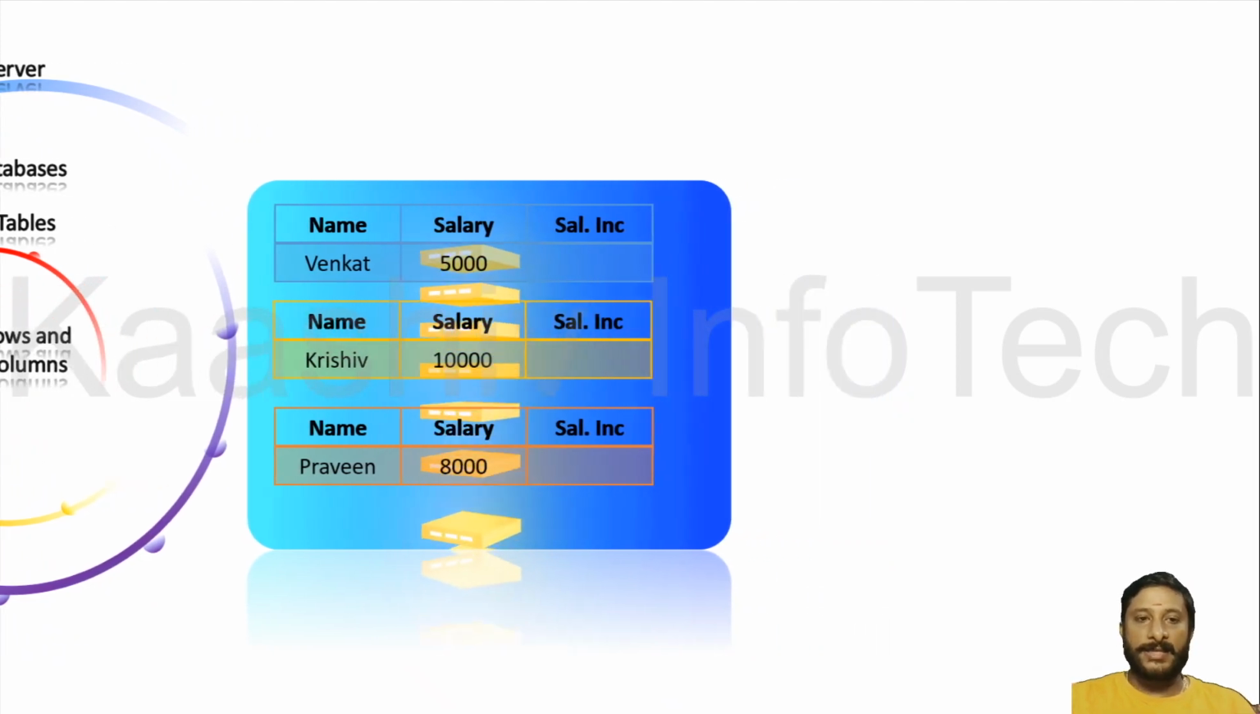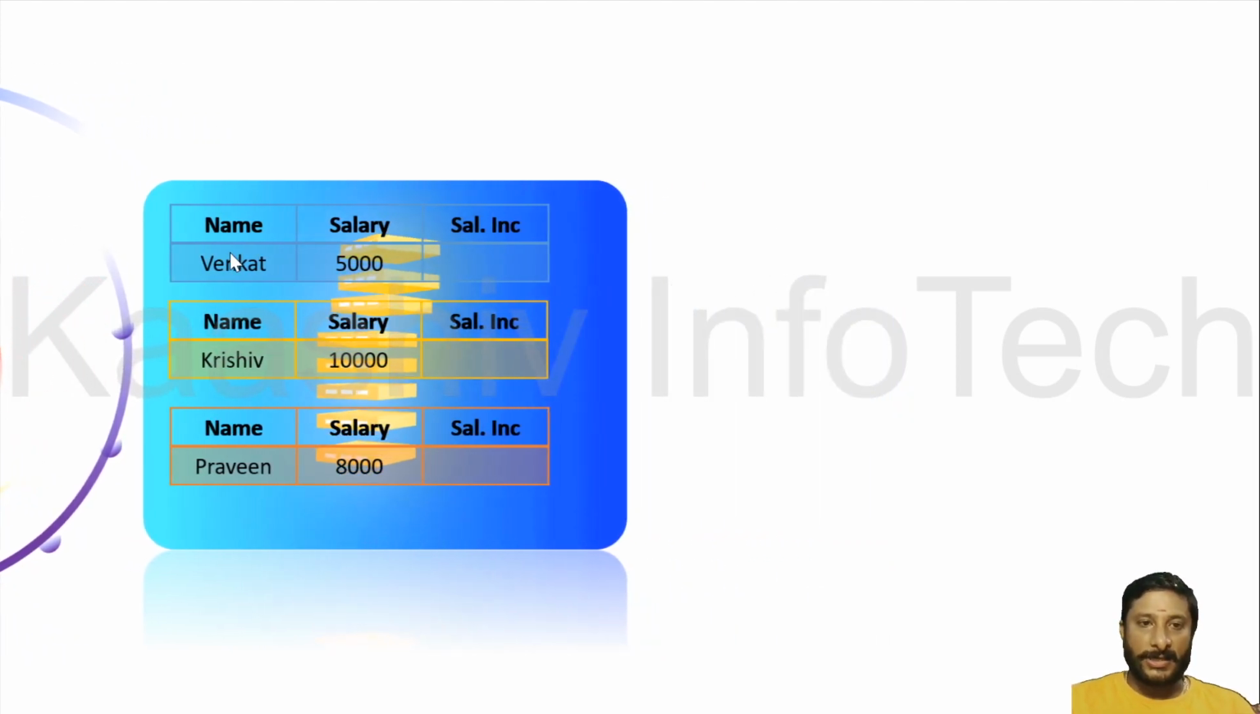Yes, so we'll have the data and everything stored. You can see it here. This is the individual data. This is called a row, and this is called a column.